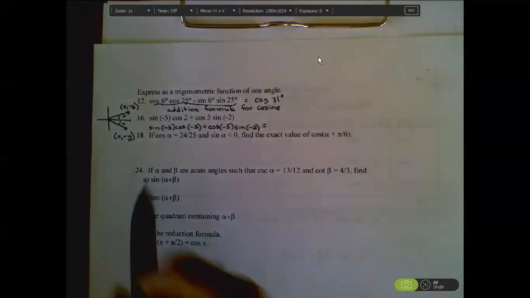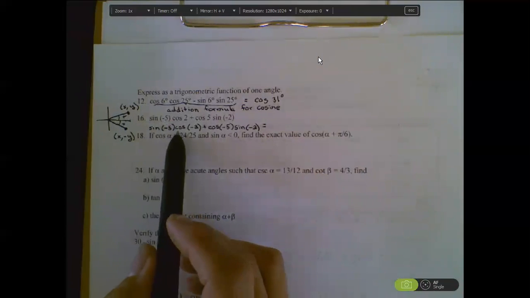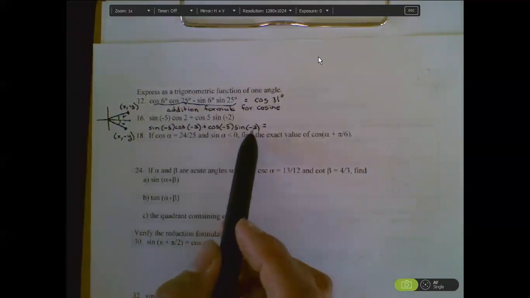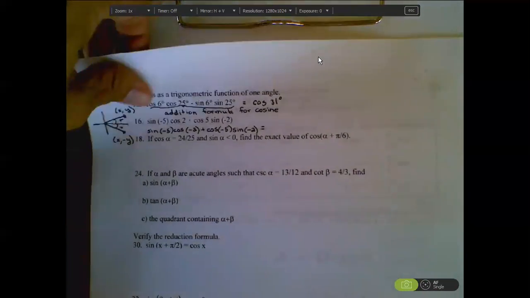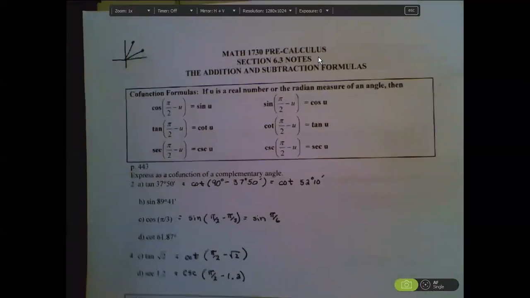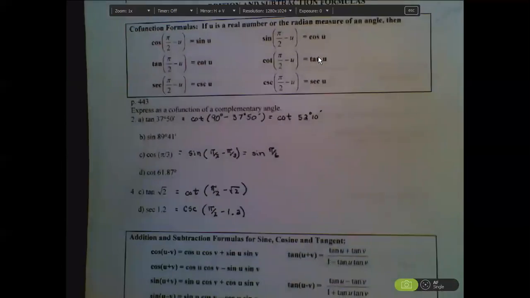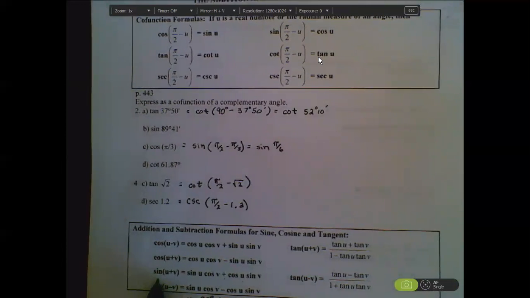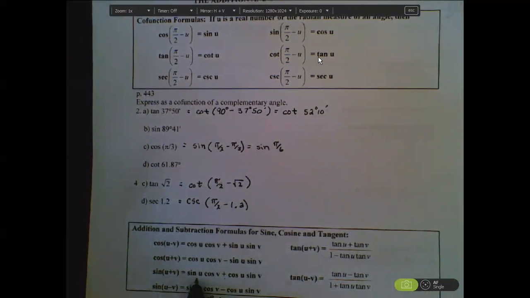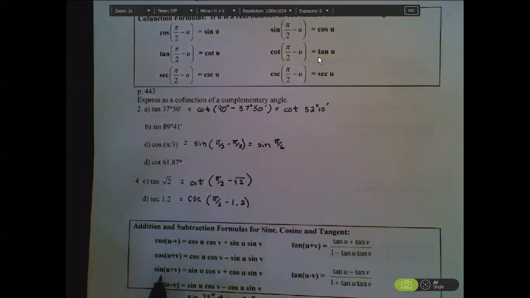Now, which one of my formulas says sine, cosine, plus cosine, sine? Sine, cosine, plus cosine, sine. That's addition sine. Yeah. Sine. And you said that well. That's the addition formula for sine. So if I can identify u and v, then I can put this whole right-hand side back together as the sine of u plus v.